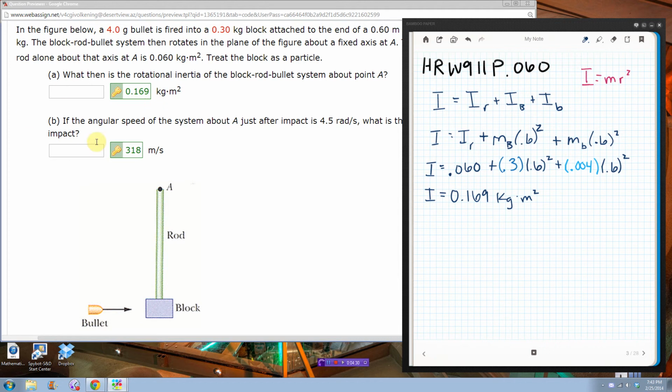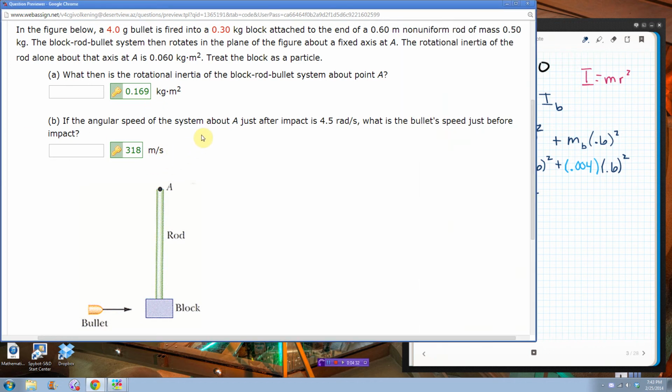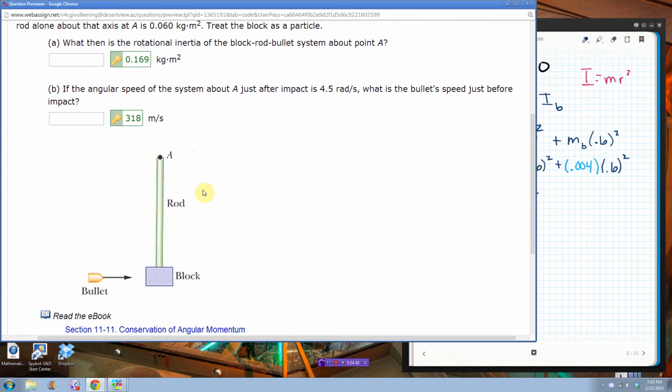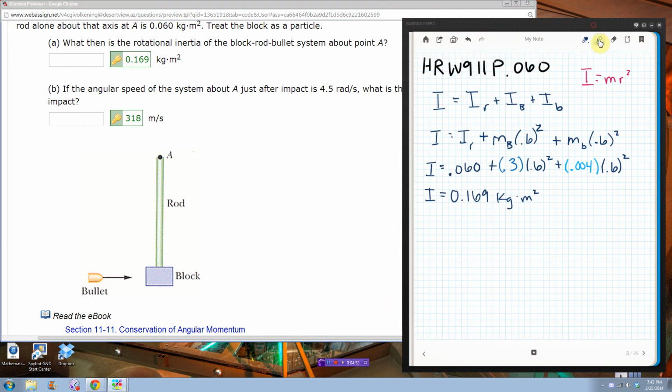Next we want, if the angular speed of the system about A just after impact is 4.5 radians per second, what is the bullet speed just before impact? This is a conservation of momentum problem. Usually what we do is we find the total momentum before a collision, and then that equals the total momentum after the collision. We find something out after the collision. But it works the other way too.